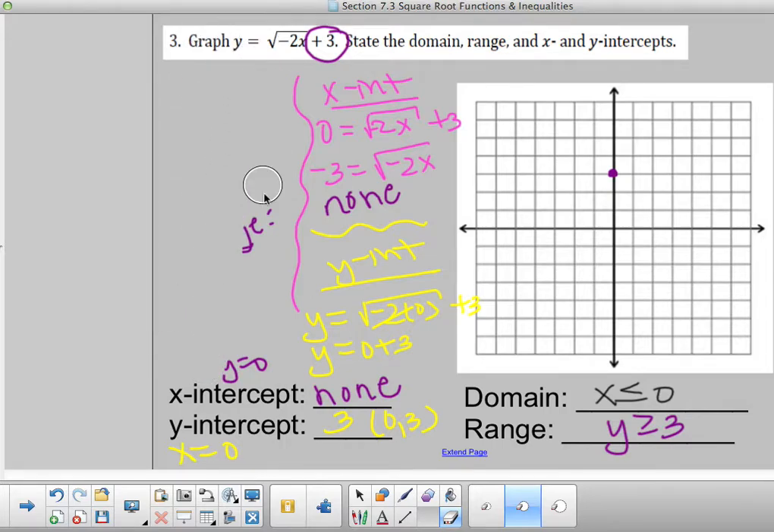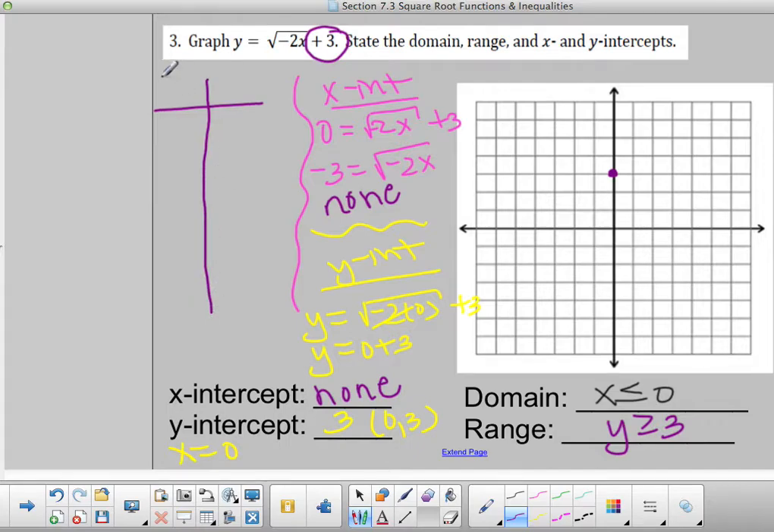If you need to, you can go back. Okay, so I'm going to make a table. And remember, my table always starts out with my domain and my range. My domain is 0, and it's when my range is 3. Now I pick my table off of what I have here.